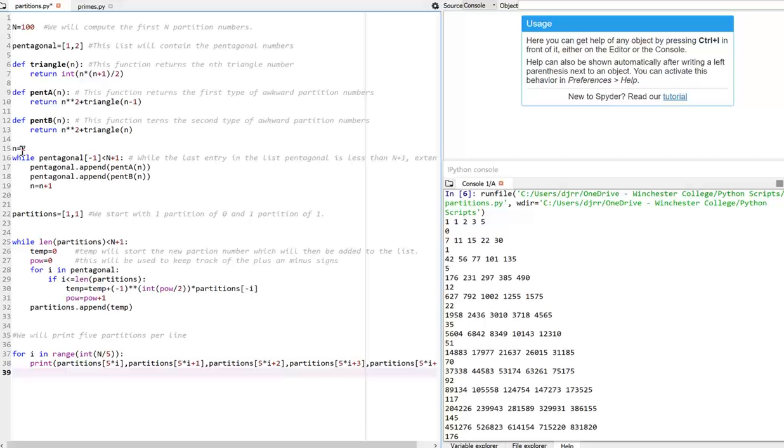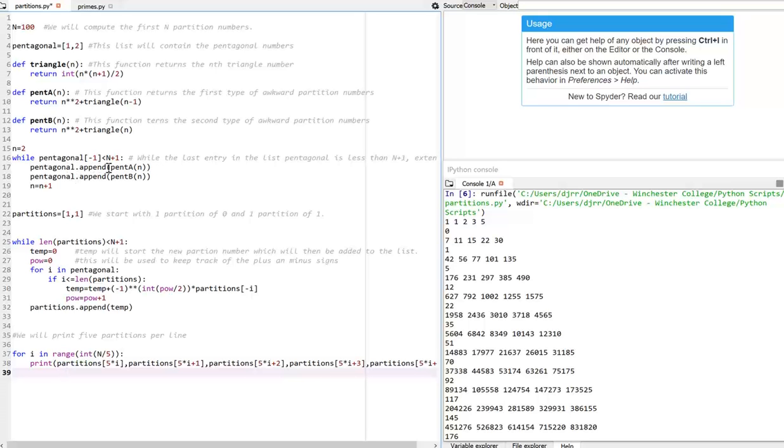Okay, there's a little counting variable called little n is 2. Pentagonal minus 1 refers to the last entry in this list here, and this list is about to grow. So this says, look at the last entry. So far it's 2. Is that less than n plus 1, 101? Sure it is. Let's execute what's happening in this indented block.